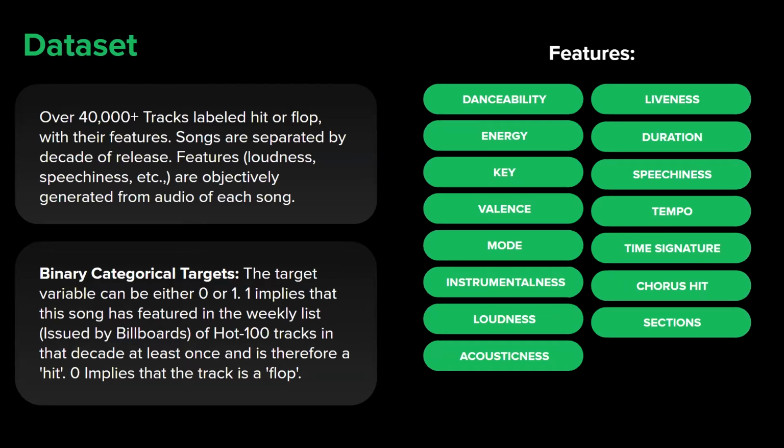So, in regards to the data set, we retrieved over 40,000 tracks directly from Kaggle. Each of the tracks is labeled as a hit or a flop. That's our target label, as well as a number of features, which you can see on the right. The songs are separated by decade of release, downloadable in a CSV by each decade.